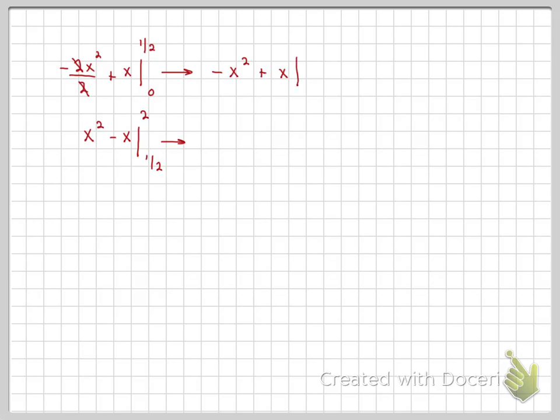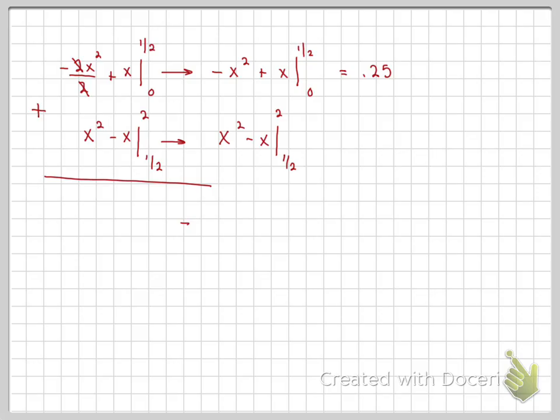Negative x squared plus x from 0 to 1/2. And then to that, we will add, so what we're doing is adding those two areas together, x squared minus x from 1/2 to 2. Obviously when you put a 0 in here, you're going to get a 0. So we just need to enter in 0.5 and store that, and then we will be entering negative x squared plus x, and we get 0.25. That's when you enter in 1/2.